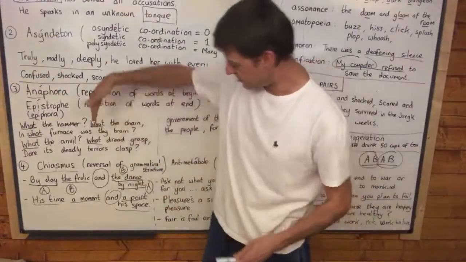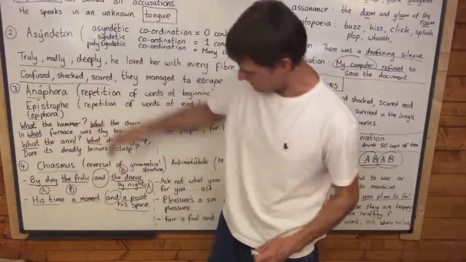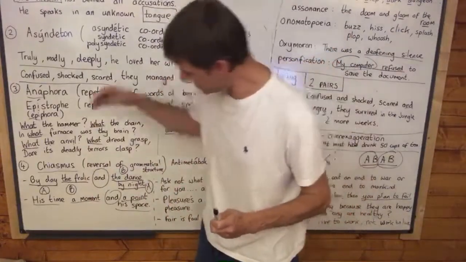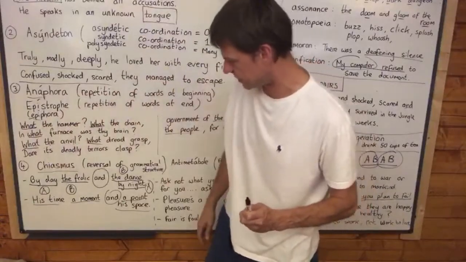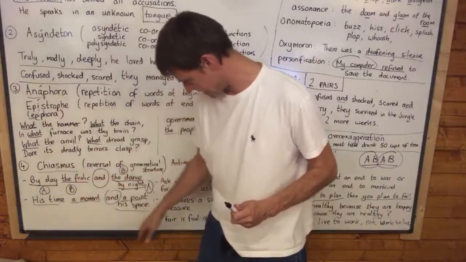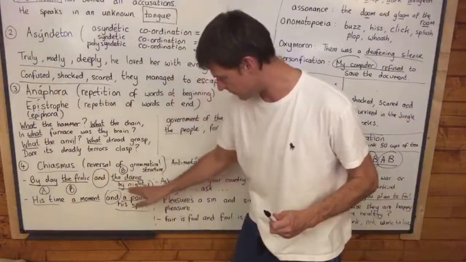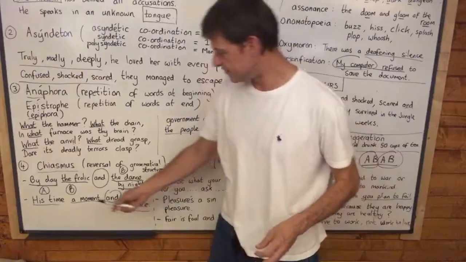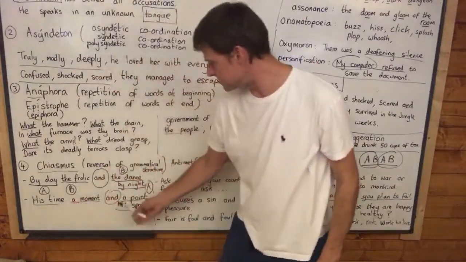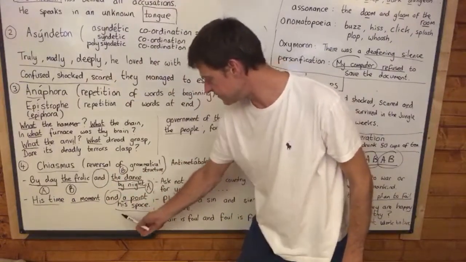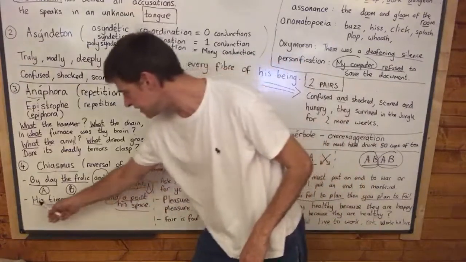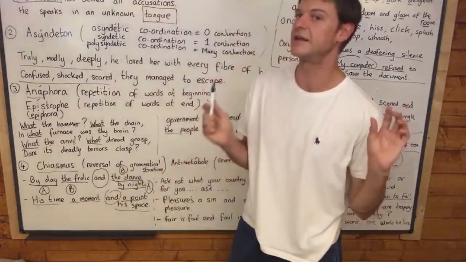So chiasmus is a complete mirror structure, and it's the grammatical structure that's important. It's when you reverse the grammatical structure. So it's a good example here: by prepositional phrase, the plus noun, and the plus noun, by prepositional phrase. This one, I think, is from Alexander Pope. It's very similar. "His time, a moment, and a point, his space." So a moment and a point are perfectly symmetrical. His time and his space are perfectly symmetrical.